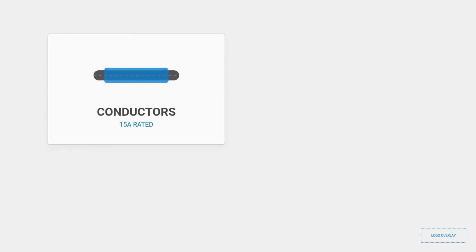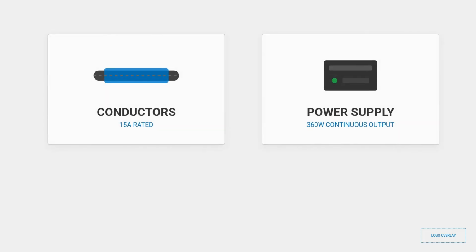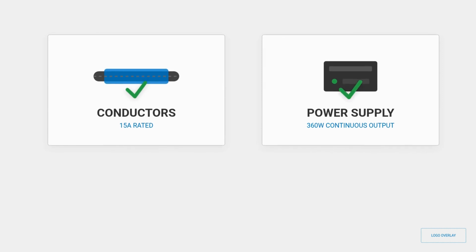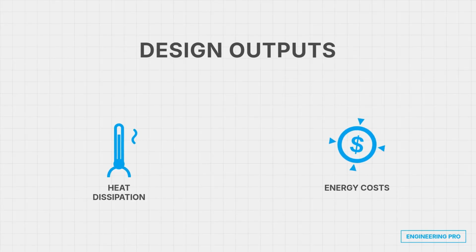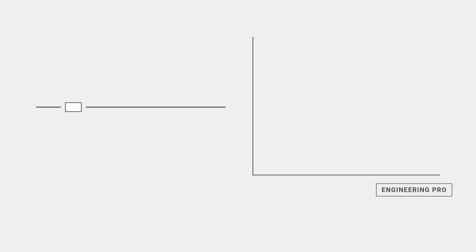Now you know you need conductors rated for at least 15 amps and a power supply capable of delivering 360 watts continuously. The output values directly inform your design decisions. Power tells you heat dissipation requirements and energy costs. Resistance helps you select appropriate components and calculate voltage drops in your system.